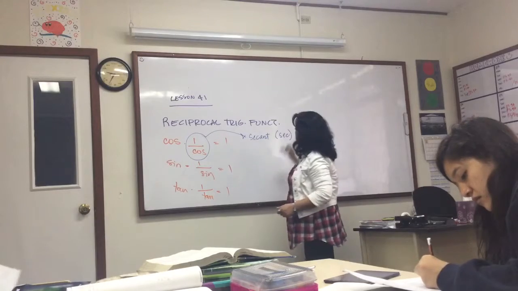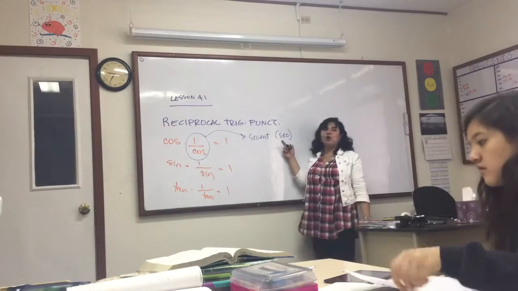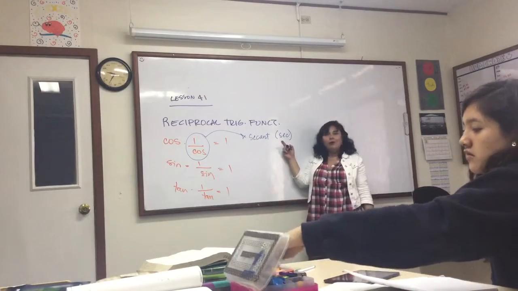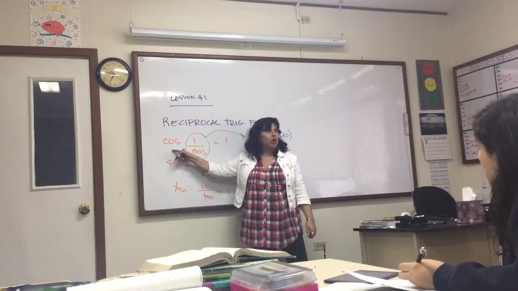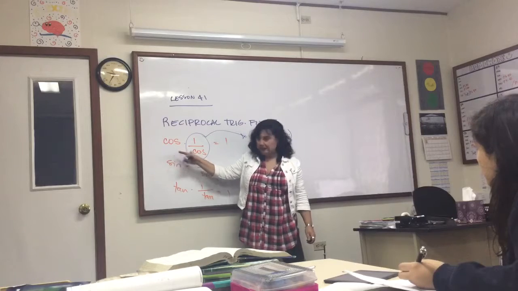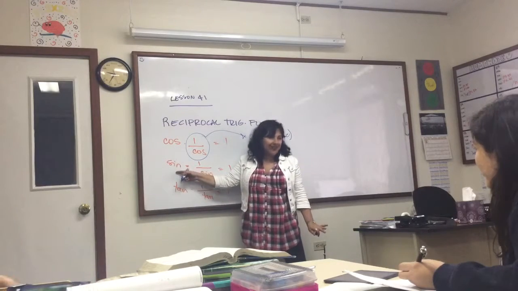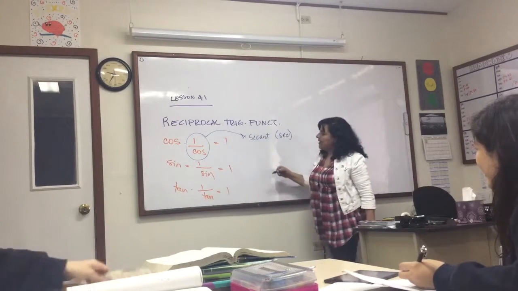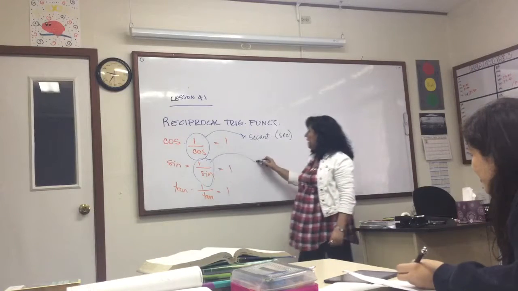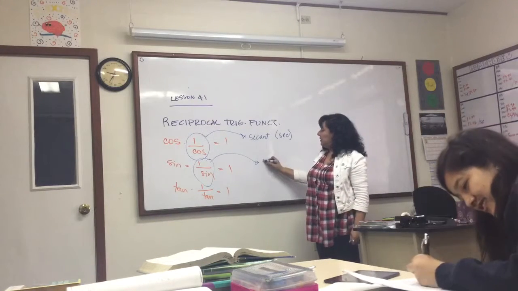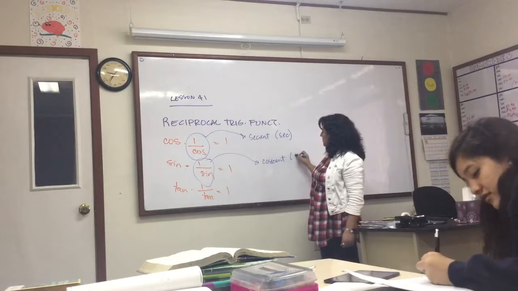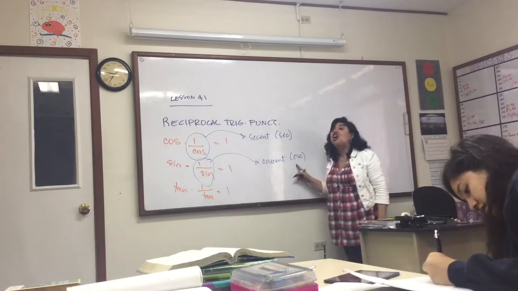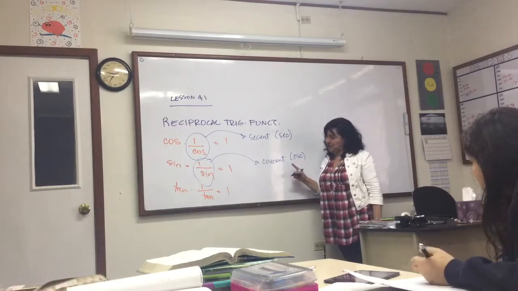Abbreviation? Please, if you see this, don't call it sec. No, it's secant. Okay? Just like this isn't cos, it's cosine. This is not a sin, it's sine. Same thing here. This one, 1 over sine, is going to be cosecant.